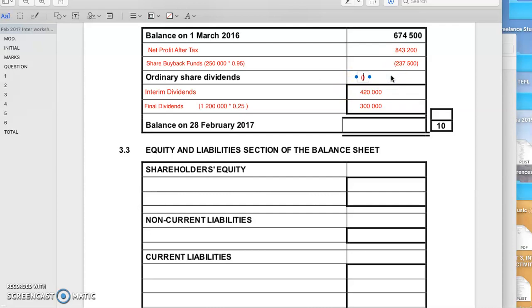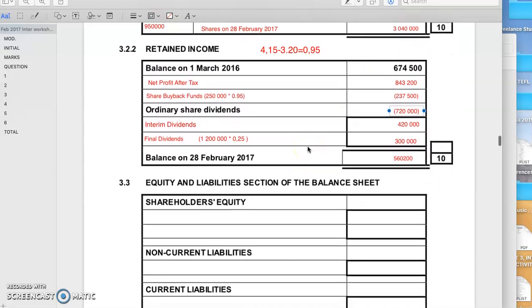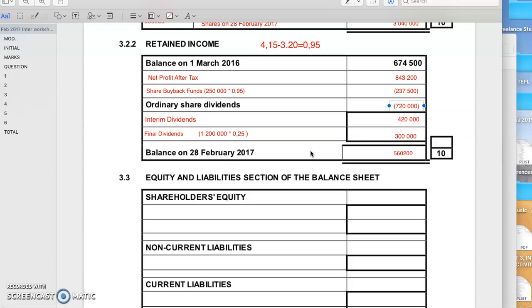Don't forget, this is in brackets. We subtract that. Okay, and then if you do all the math, you should get 560,200, and that's pretty much your retained income note. So I hope you're all okay. And whoa, that was pretty quick that we did that. So let me know if there are any questions.